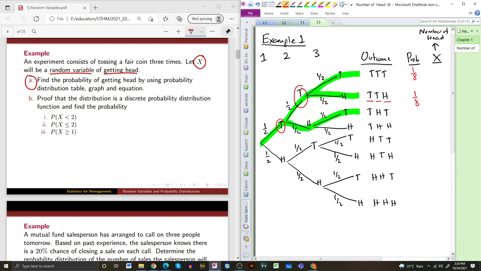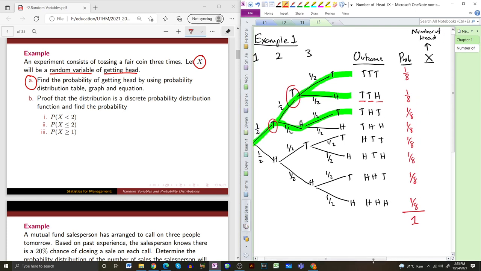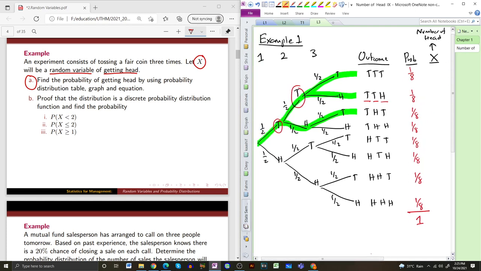The second one is 1 over 8. The third one is also 1 over 8. The fourth one is 1 over 8. If you add all the outcomes, you should get 1. That is the idea. I give you some time to copy this, in case anybody is copying this.